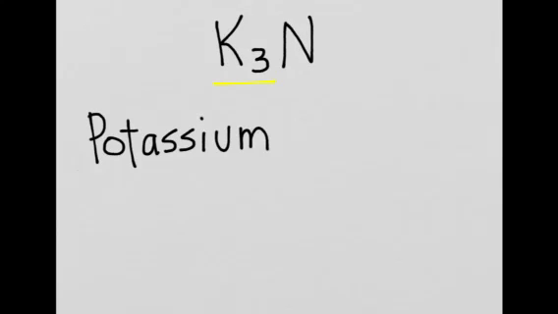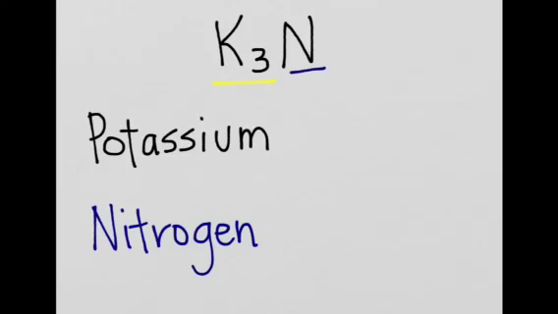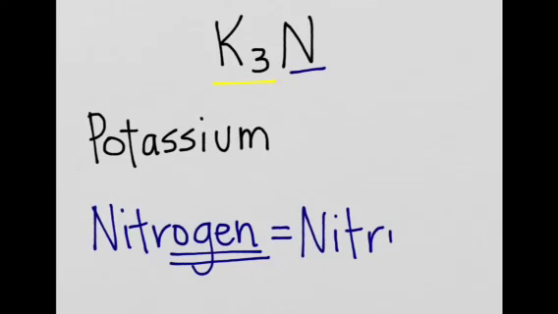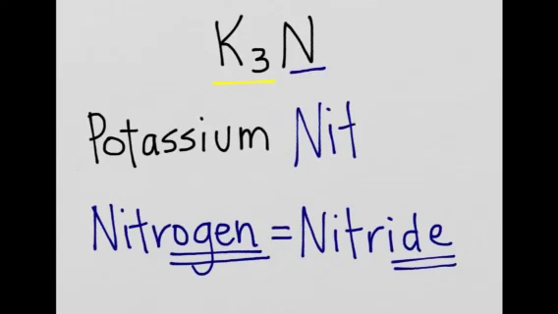Here's another example. K3N. Here we have 3 atoms of potassium and 1 atom of nitrogen. Is there a metal? Yes, potassium is a metal. And the nonmetal in this case is nitrogen. We haven't had nitrogen before, but we know what happens. The ending of the nonmetal's name, in this case, ogen, becomes IDE, and we have nitride. So this compound's name is potassium nitride.